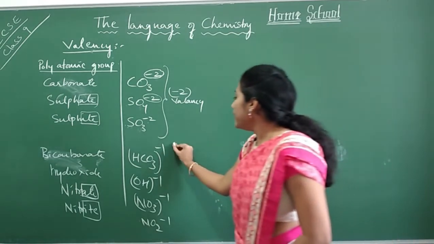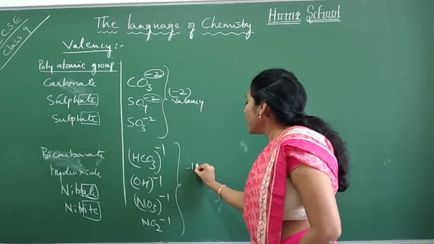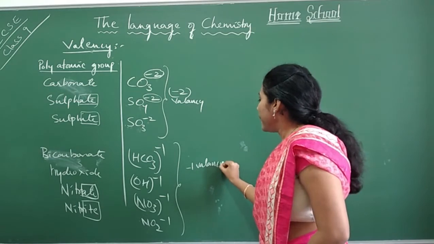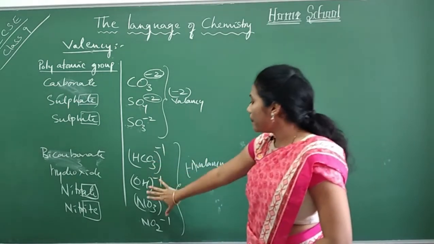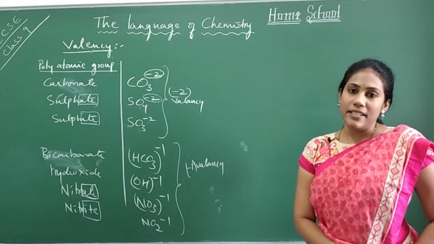All these guys have minus 1 valency. Polyatomic groups having minus 1 valency.